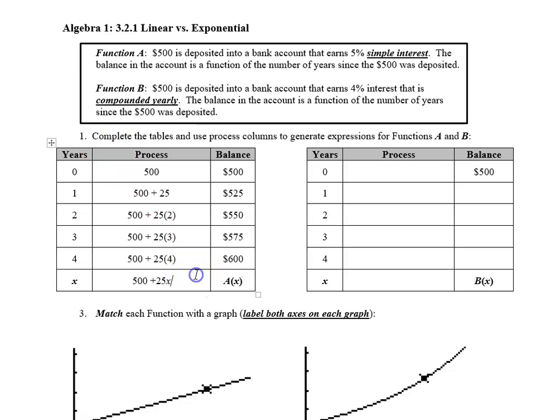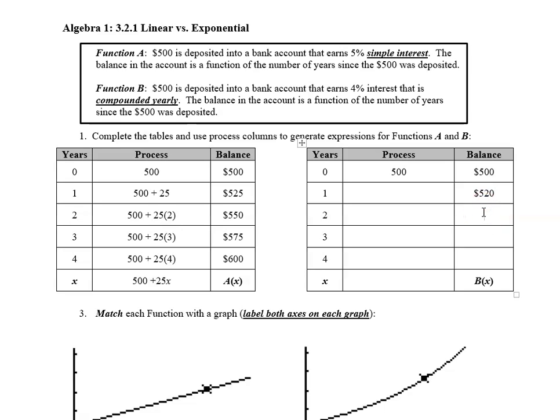So that means that for X years, you're going to multiply 25 times X, or just type 25X to get your expression. Now, there's a huge difference between simple interest and compound interest. So function B, we are not going to use that same strategy. Instead, we're going to take the $500, take 4% of $500, and then add that back. You may happen to know that 4% is 0.04, multiplied by $500 is $20. So we'll go with $500 for the first balance, and then we'll do $520.